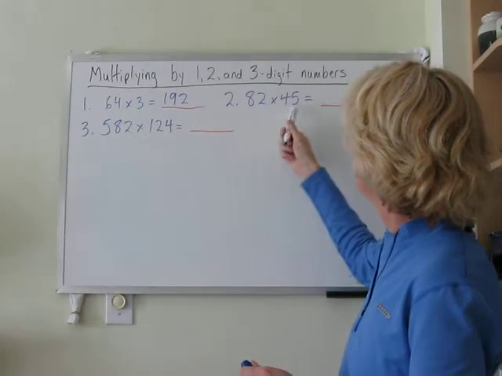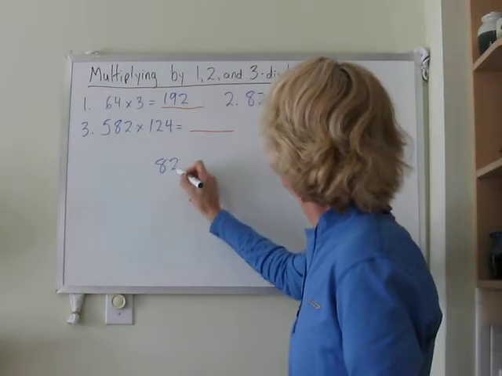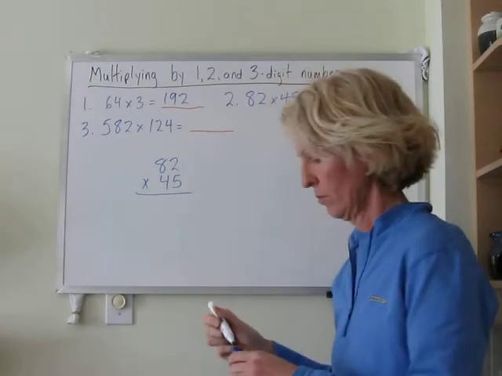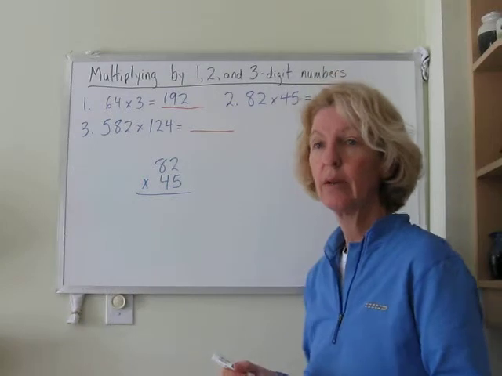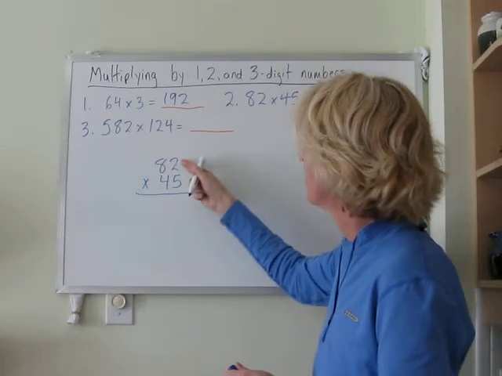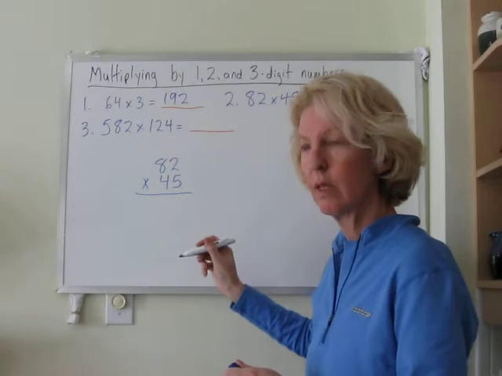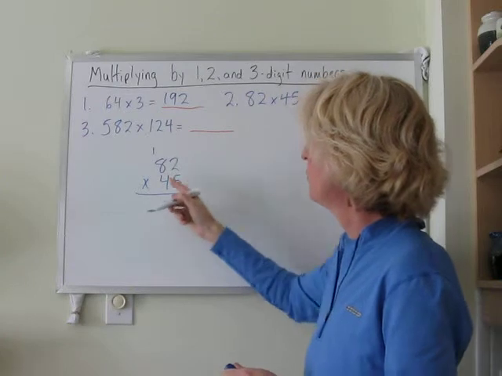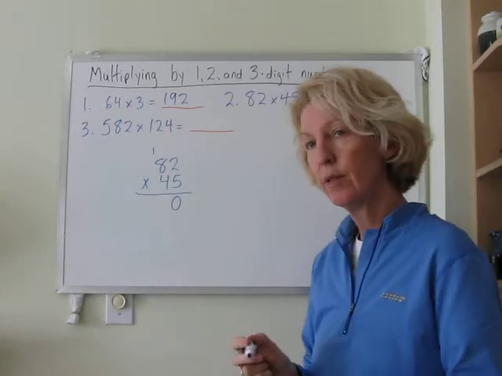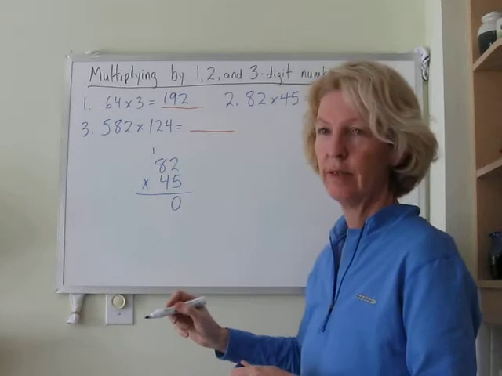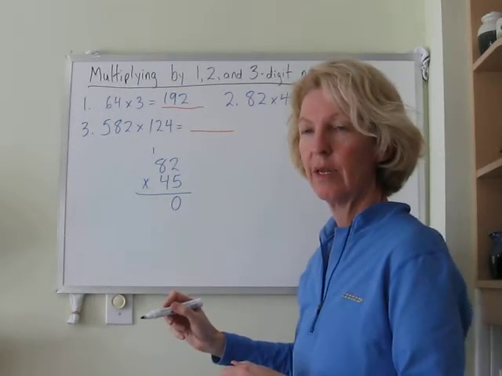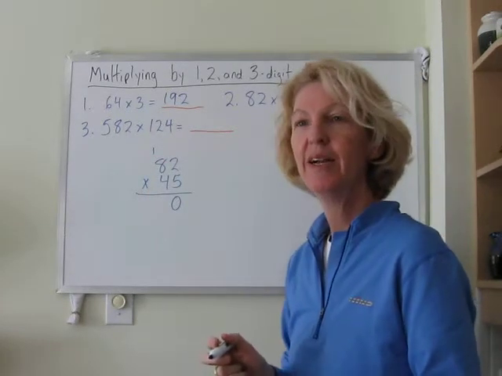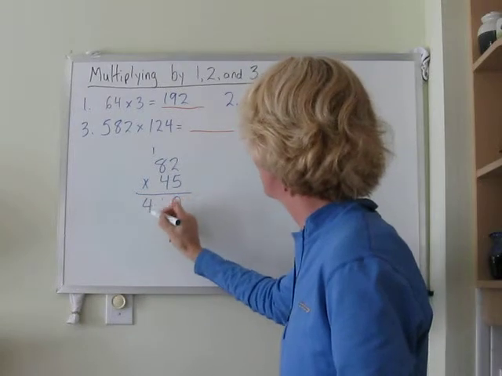Now if we have a 2-digit number times a 2-digit number, 82 times 45, what do we do? 5 times 2, which is 10, so we put the 0 under the 5 and the 1 on top of the 8. Okay, and carry the 1, and then we've got 5 times 8, which is 40, plus 1 is 41. So we write 41.